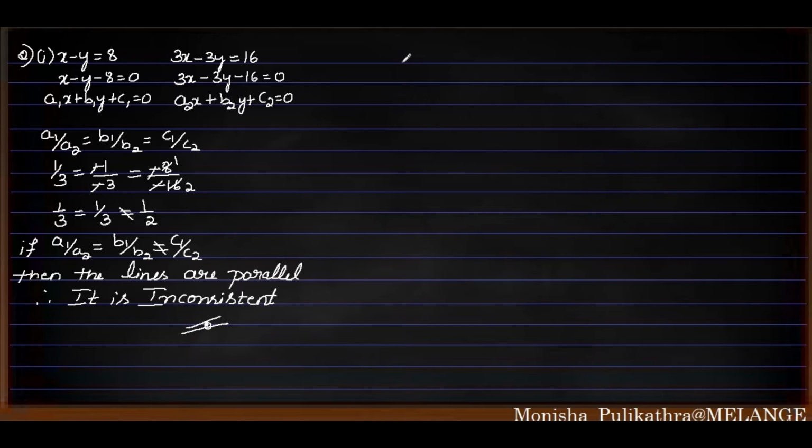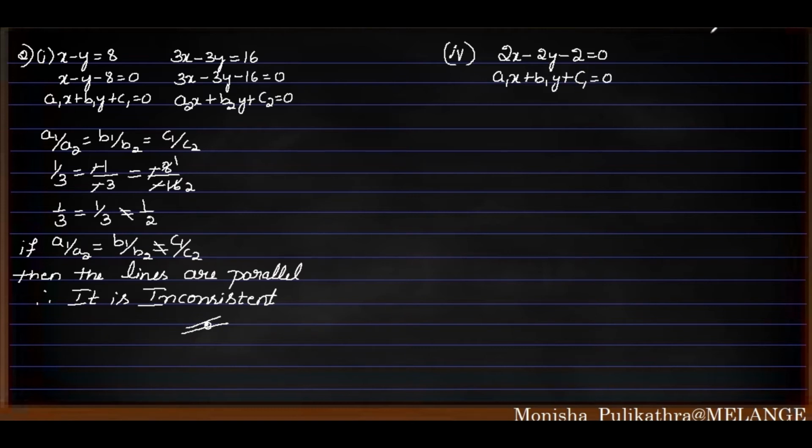Next, I will directly write the fourth question because the fourth question is also parallel. So I will be doing it here itself. I will write the third question next. Okay, so the fourth question is 2x minus 2y minus 2 is equal to 0. So this is the first equation, a1x plus b1y plus c1 is equal to 0.